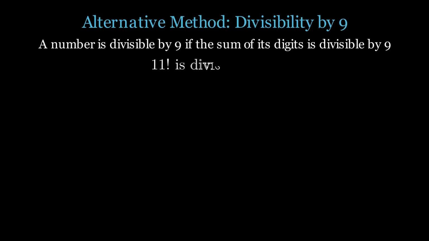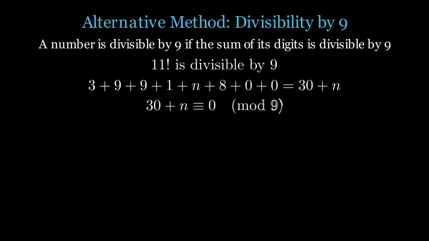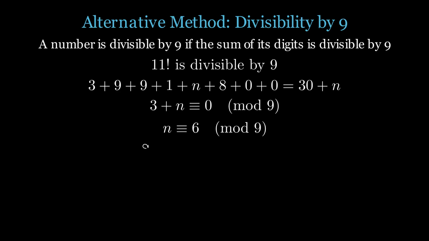As an alternative approach, we can use the divisibility rule for 9. A number is divisible by 9 if the sum of its digits is divisible by 9. 11 factorial is divisible by 9. The sum of digits is 30 plus n, which is divisible by 9. Since 27 is divisible by 9, 3 plus n must be divisible by 9. So, n must be equal to 6. Both methods confirm that the missing digit n is 6.